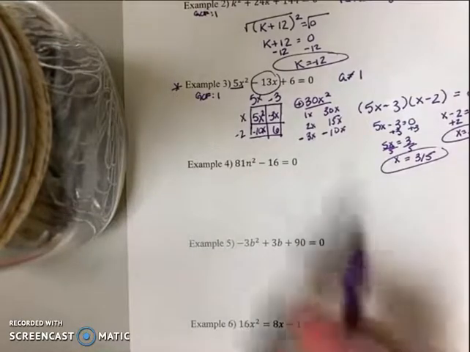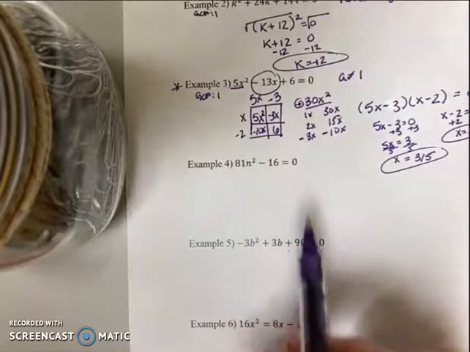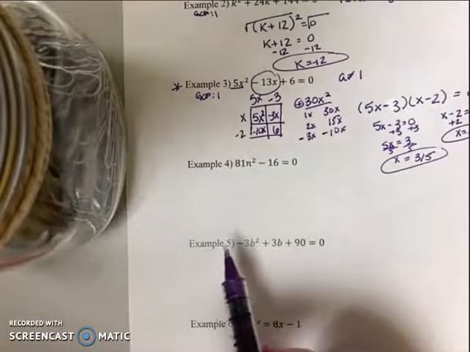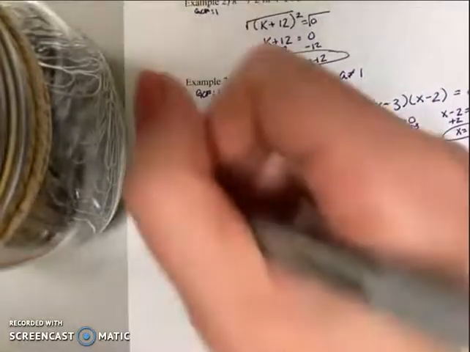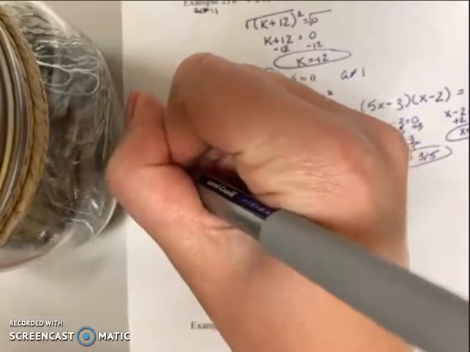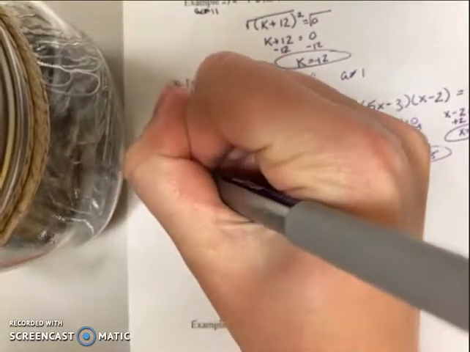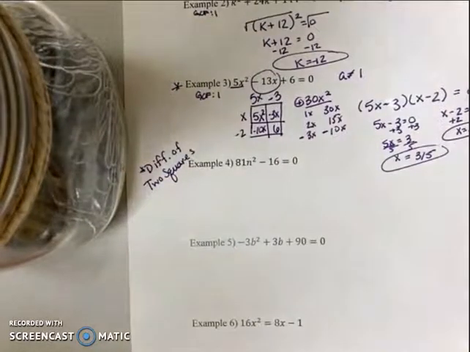Example 4. Now I have a binomial. Whenever you have a binomial, you want to check first for a GCF, as usual, and then second, see if it's a perfect square. Remember, there's a rule for difference of 2 squares. Again, you can look back at your notes to find that specific rule if you'd like.